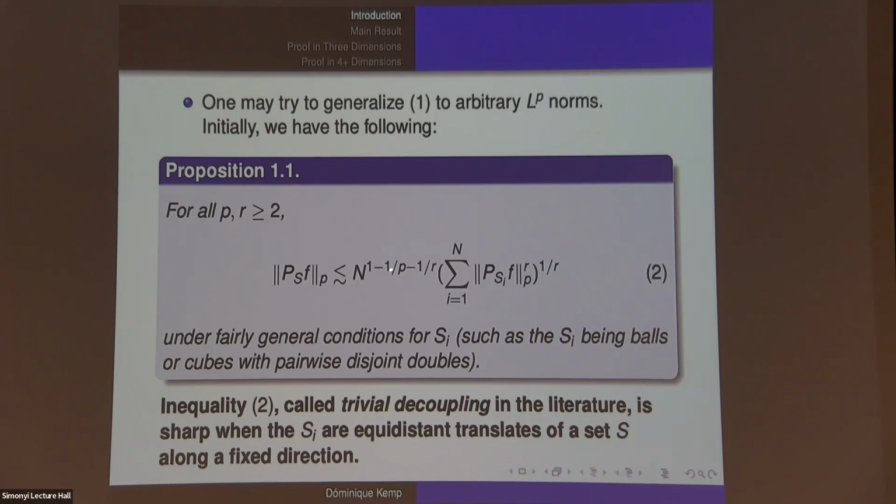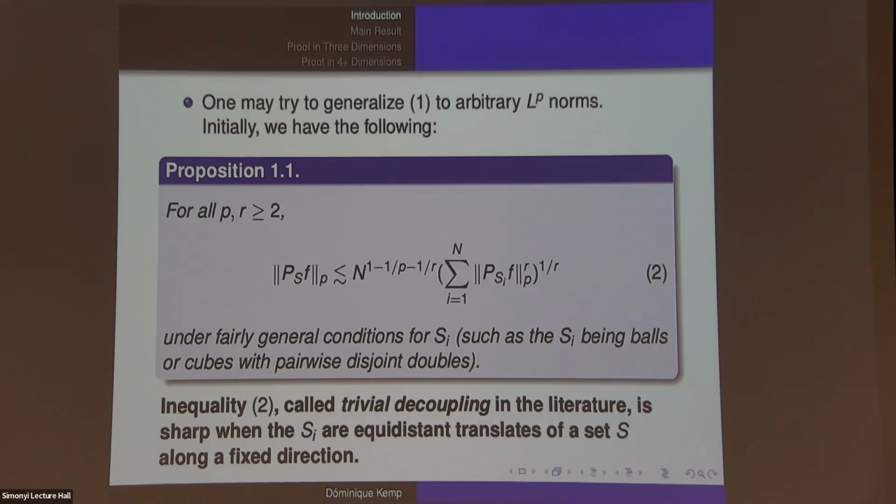Let's pay attention to the exponent here. It's 1 minus 1 over p minus 1 over r. And decoupling is meant to improve that same exponent to something smaller. Now this inequality too is called trivial decoupling in the decoupling literature. And it's actually sharp when the S_i are equidistant translates of some fixed set S along a fixed direction.